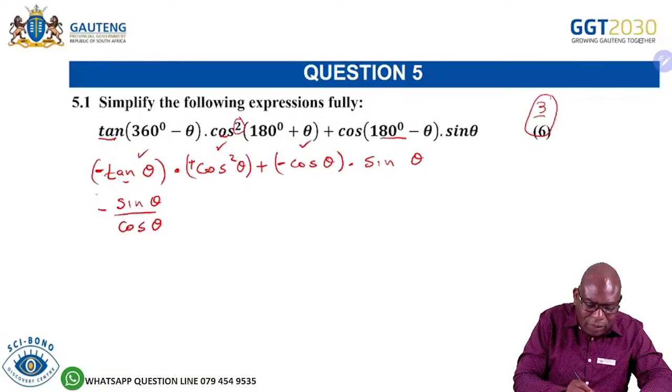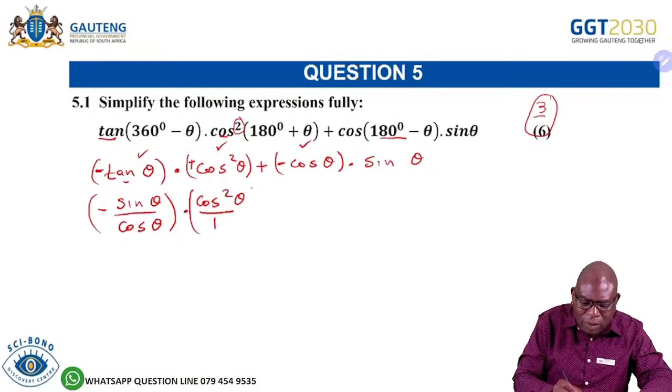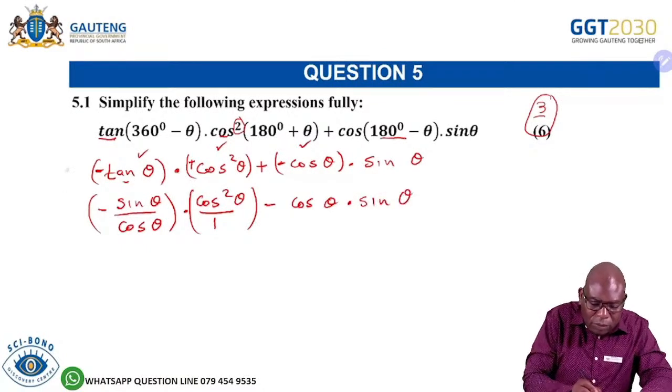Right, I've got a negative, remember. What do I have? Cos squared theta, I don't do anything with it. I just want to write this over 1. Okay. Negative times positive is negative cos theta. Multiply by what? By sine of theta. Oh, I forgot equal signs.